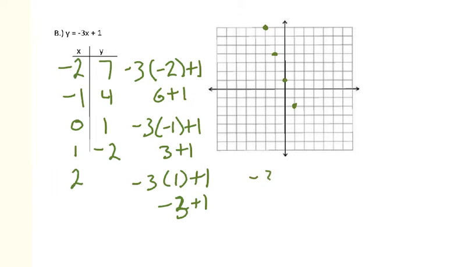Let's try the next one, -3 times 2, and then plus 1 again. So that's -6 plus 1, which is -5. So this point is 2, -5. And we can see that these all line up in a nice straight line. So we can try to draw our line as best as we can here.